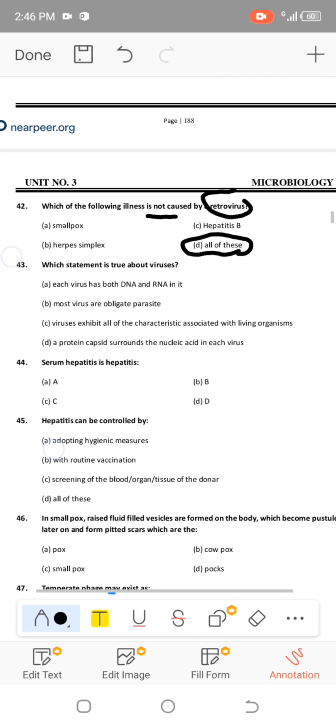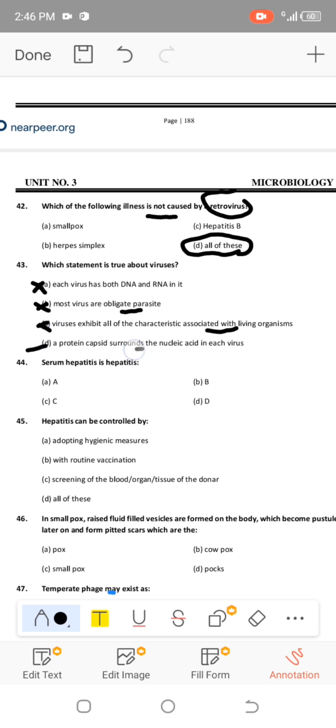Now here we have: which statement is true about viruses? Each virus has both DNA and RNA. This is wrong because a virus can contain either DNA or RNA, but it cannot contain both together. Next, most viruses are obligate parasites. No, this is also wrong; most viruses are basically intracellular obligate parasites. Now, viruses exhibit all the living characteristics associated with living organisms. No, a virus cannot possess all the characteristics that a living organism possesses. So this is also wrong.